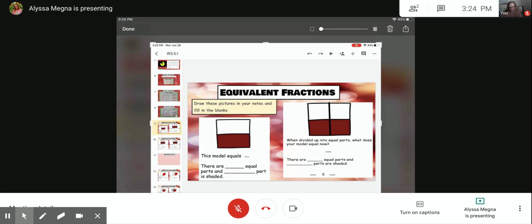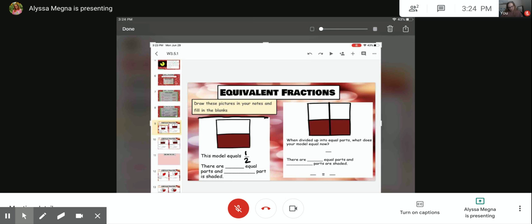So we're looking at this model in the first picture, so I'm going to outline that so you can see this picture right here. All right, so this model equals what? What fraction is this showing? Well, we are looking at two pieces, and one piece out of two is shaded in. So this fraction is showing 1/2.